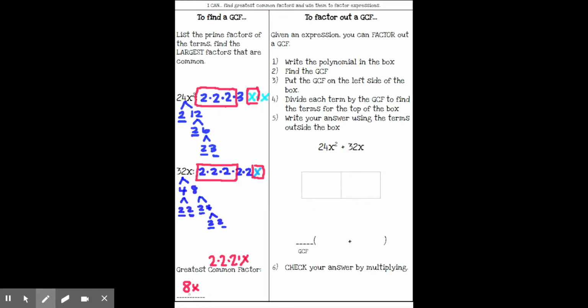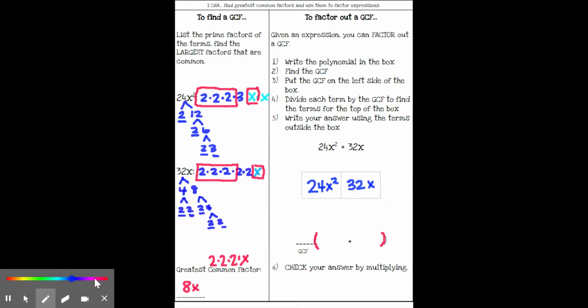Now, how do we use that to factor out a GCF? Factoring is like the opposite of distributing. So it's like undistributing. We're going to start with something that just has two terms. And when we rewrite it down here at the bottom, see it has parentheses. It's going to have parentheses with something that looks like it could be distributed. So step number 1, we're going to start by writing our polynomial in the box. Because we're undistributing, we're going backwards. We're starting in the box and working our way out, unlike last week where we started on the outside and tried to fill in. Write the polynomial in the box.